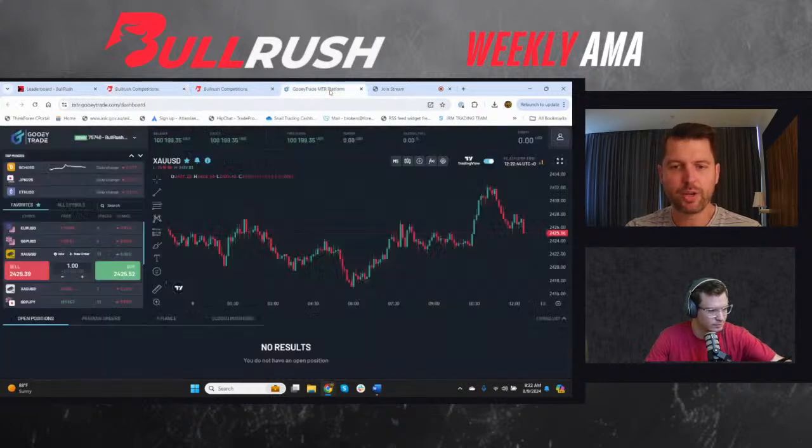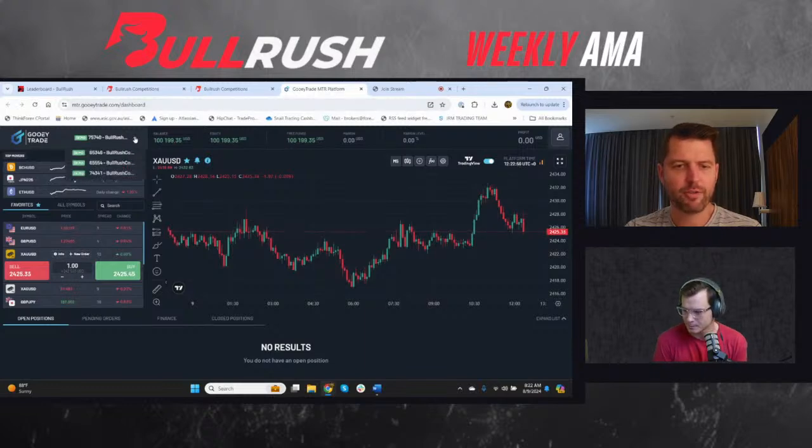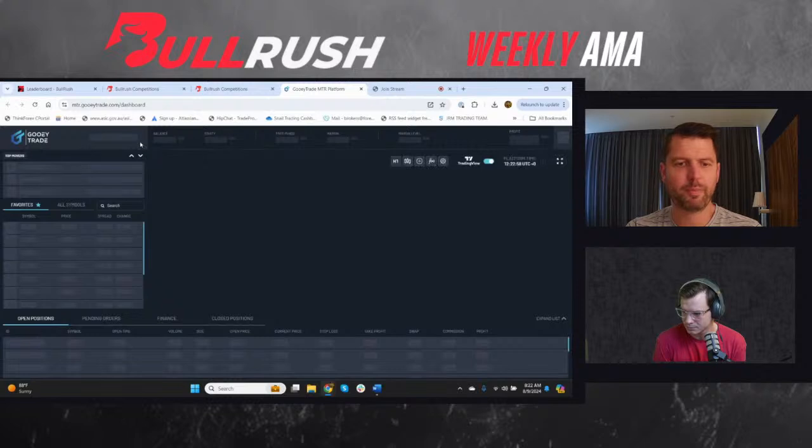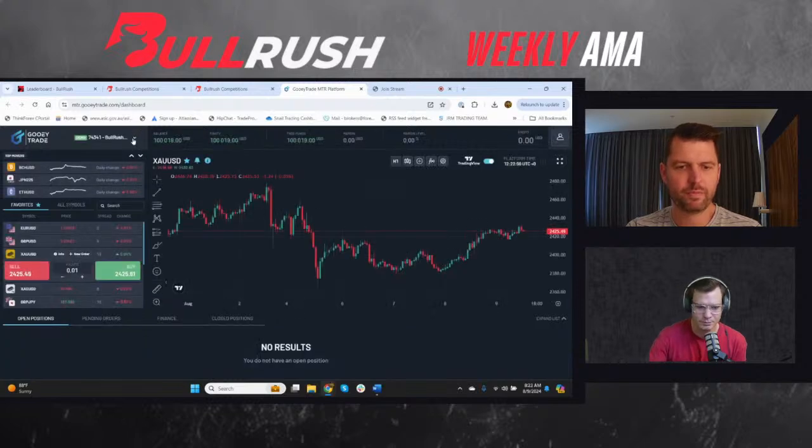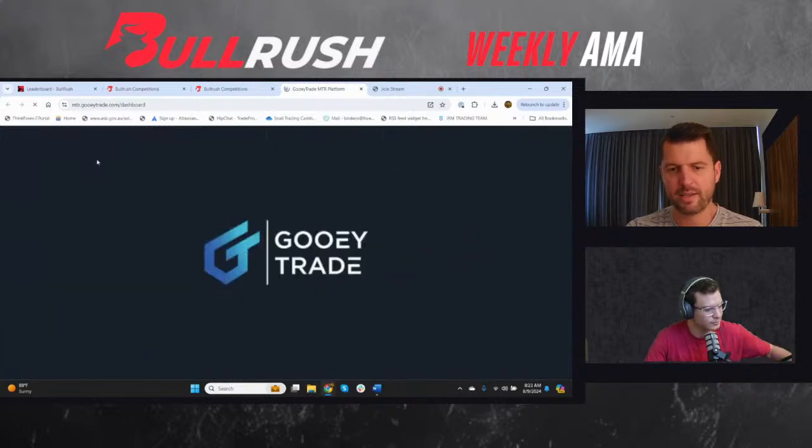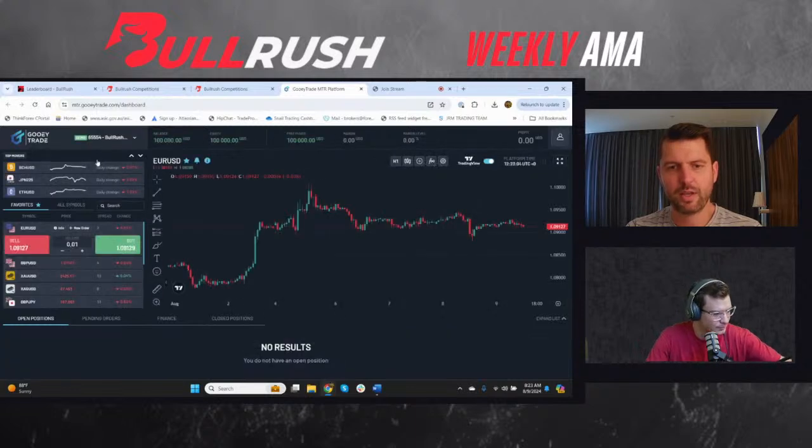How you change your account number inside of the MatchTrader platform is in the upper left-hand corner. You have a drop-down with every account number. So you can come in here and you can see every single account number, and it's easy just to go flip between them. So you can see it's just that easy. You can go flip between all the accounts.